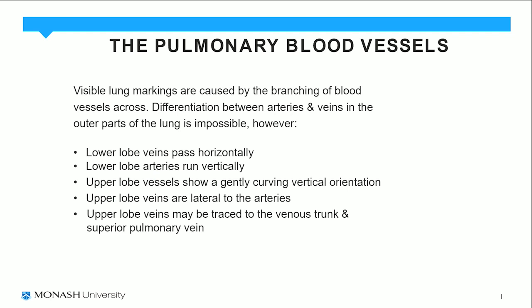Pulmonary blood vessels. Visible lung markings are caused by branching of blood vessels across the lungs. Differentiation between arteries and veins in the outer parts of the lungs is virtually impossible. However, a few things to remember. The lower lobe veins pass horizontally. The lower lobe arteries run vertically. The upper lobe vessels show a gentle curving vertical orientation. The upper lobe veins are lateral to the arteries, and the upper lobe veins may be traced by the venous trunk and superior pulmonary vein.